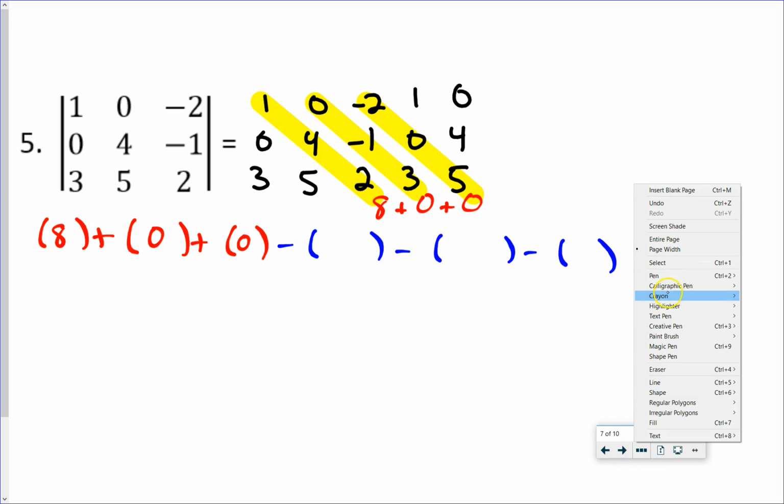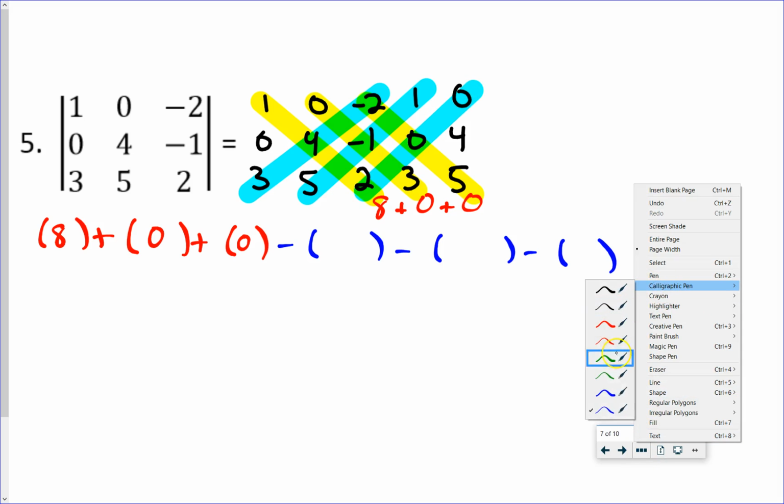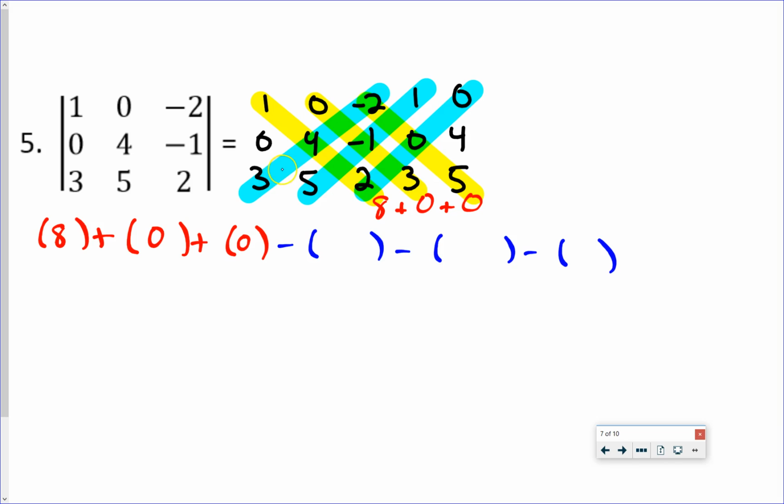Yes. And now we're going to do the same thing. We're going to do my diagonals up, but this time we're going to subtract them. Okay? So, what is 3 times 4 times -2? -24. Okay. 5 times -1 times 1. And 2 times 0 times 0 is 0. Alright? These are the ones that we are going to subtract.